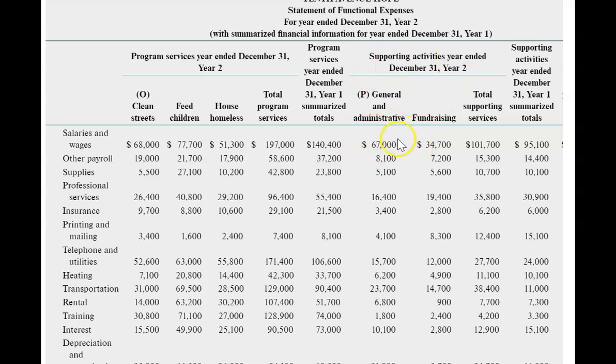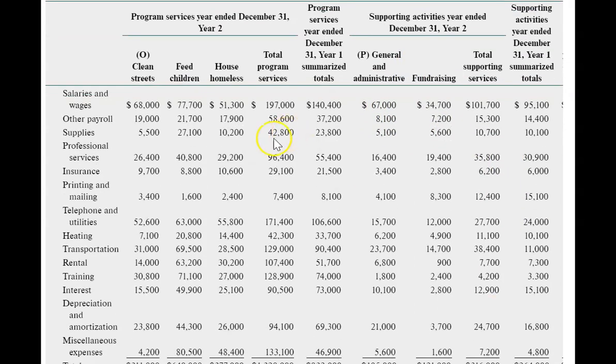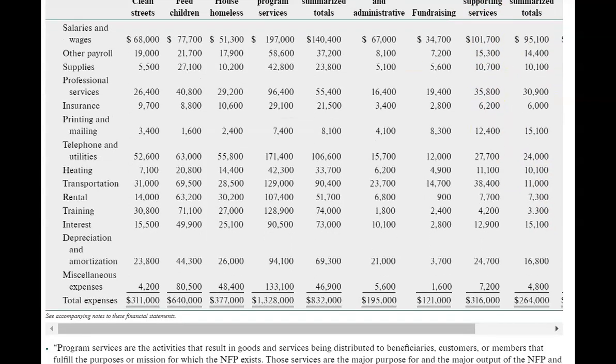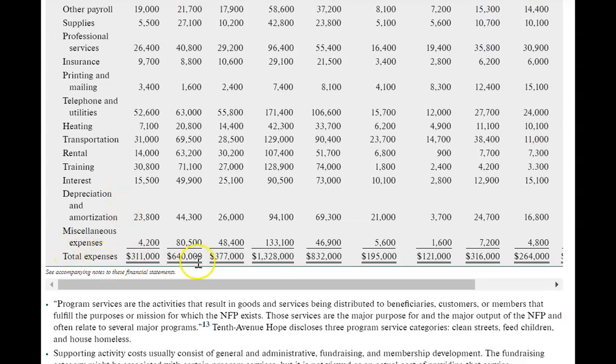And usually you will see, it's very common for most not-for-profit entities, two major subcategories under supporting activities. These are general and administrative expenses and fundraising. And of course you have to add up all these subcategories to get total program service and total supporting service. You will also see the total column, which is the horizontal addition of all those subcategories.